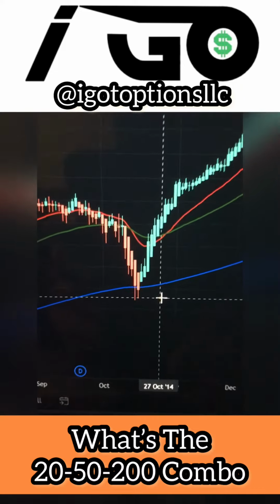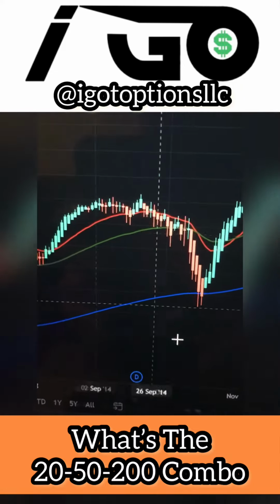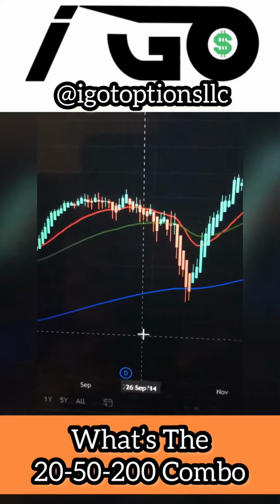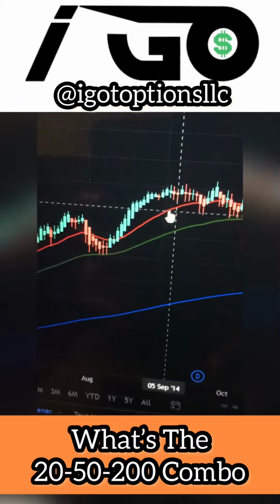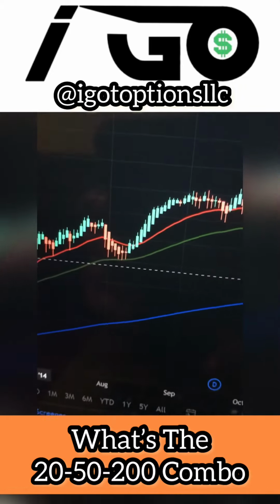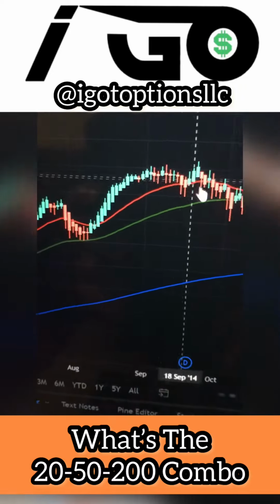What you see in front of you is just that. You see three lines: a red line, a green line, and a blue line. This red line right here is our 20-day moving average. We see how it's super close to these candlesticks. It's almost replicating how the stock price is moving.